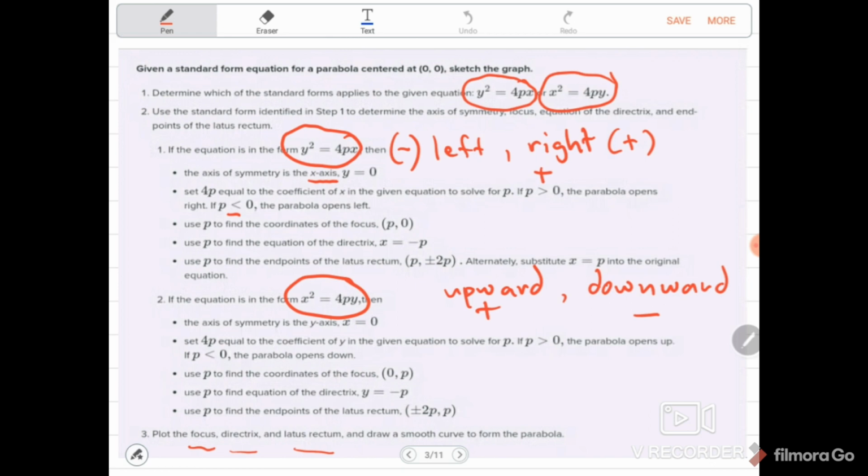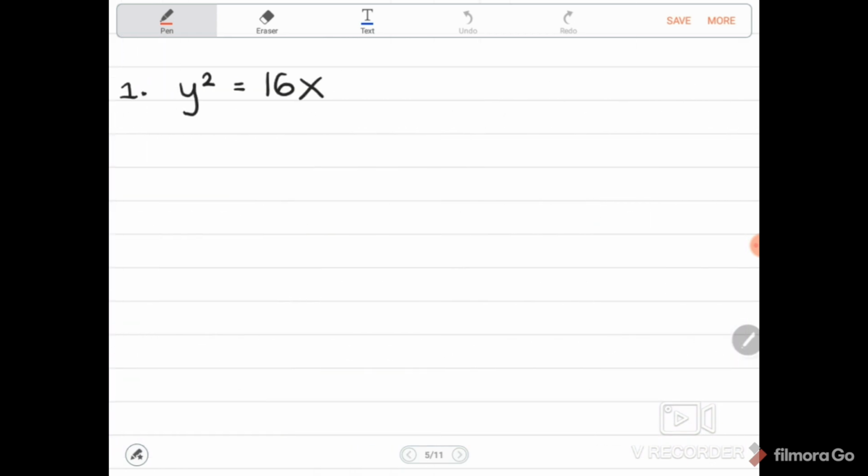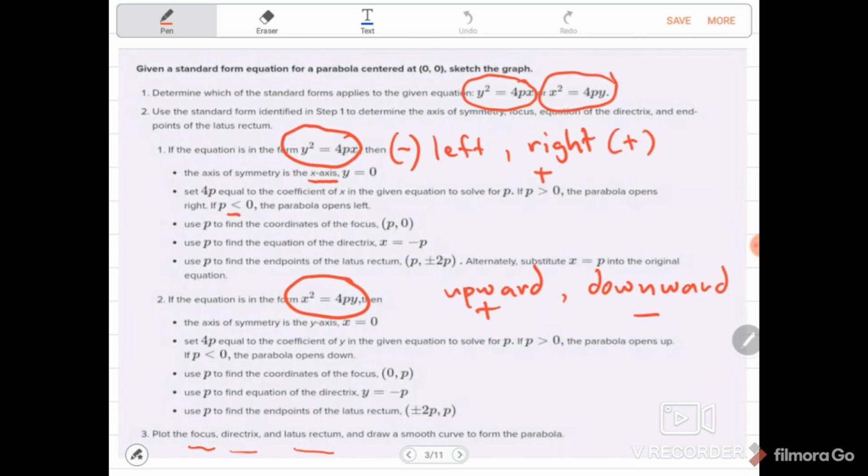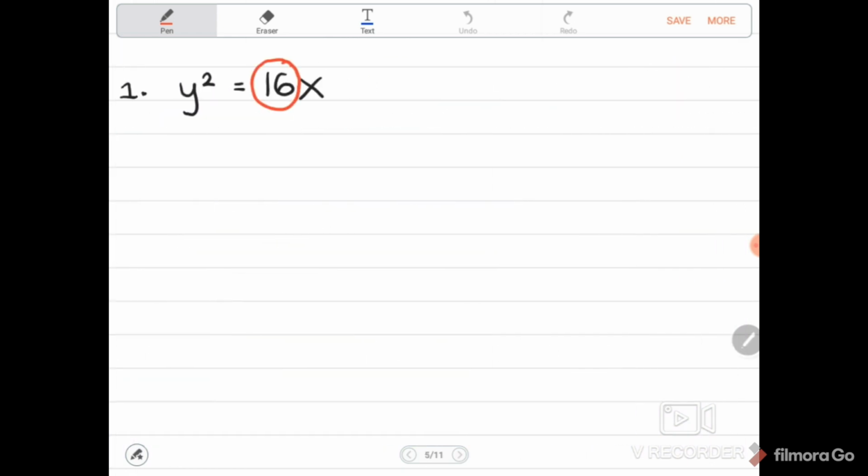Okay? So, paano malalaman kung to the left or to the right? Titignan lang natin ito. Ito yung pinaka-p natin eh. Pinaka-4p, no? So, is it positive or negative? Very good, positive. So, tignan natin. Kapag positive daw, nasaan daw ang opening ng parabola natin? To the right. So, ngayon guys, may idea na tayo na ang parabola natin opens to the right. So, ganito magiging itsura ng parabola natin.